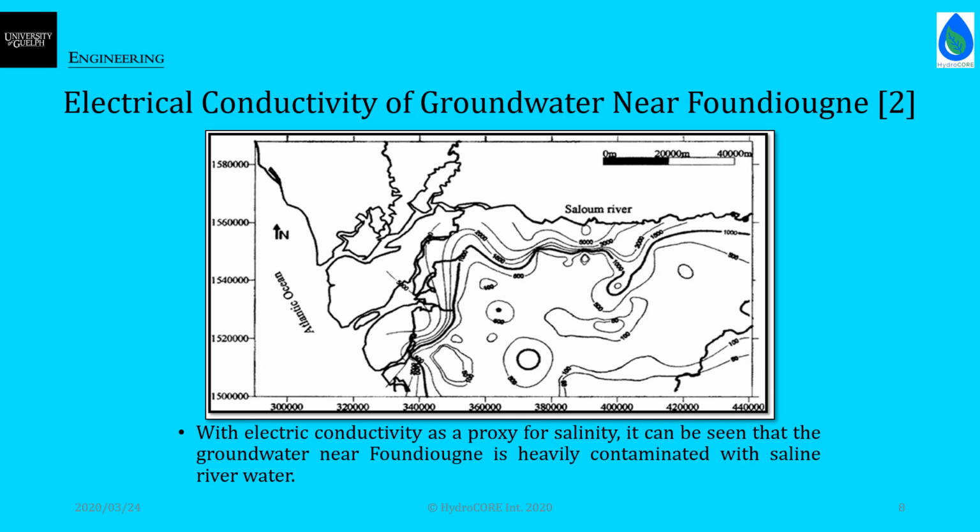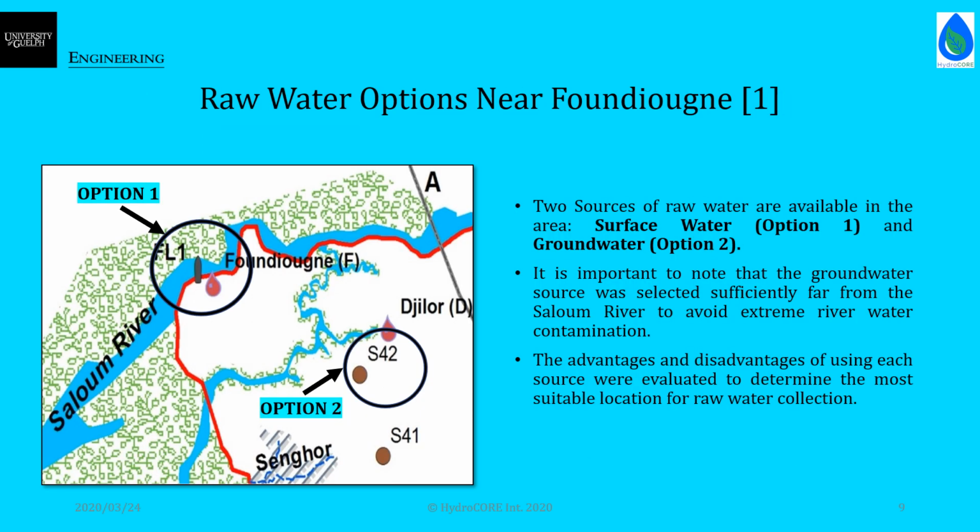Furthermore, river water penetrates the underlying aquifer, so surface water and groundwater resources in the direct vicinity of Foundiougne are contaminated with elevated levels of sodium, chloride, and other ions. The decision was made to consider extraction of groundwater at a location farther southwest of Foundiougne, where the salinity of the groundwater is far lower.